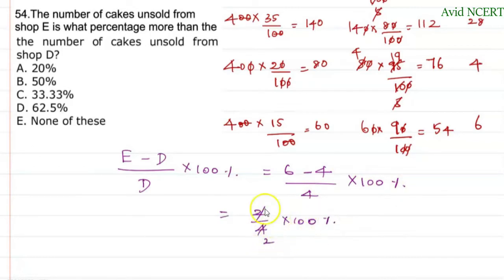You can simplify this by any method. So 25 times 4 is 100. So it equals 50%. Shop E's unsold cakes are 50% more than the number of cakes unsold from shop D.